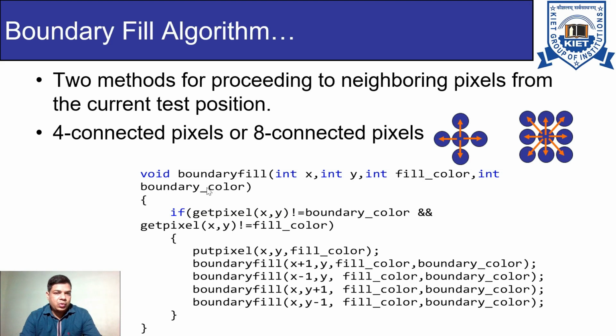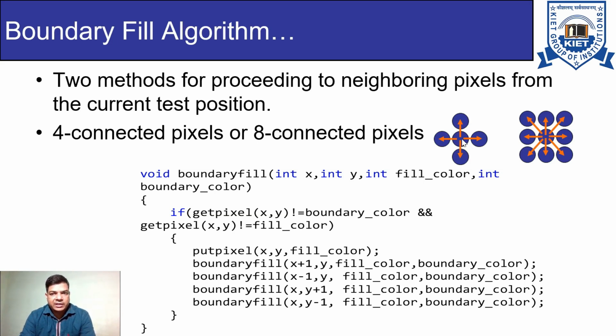And here is the pseudocode which you can use to implement this algorithm. And you can see that in this algorithm we are having the inputs x, y, that is the point which is inside the polygon, and second is the fill color, that means the color by which you want to fill the polygon, and the third input is the boundary color, that is the color of the boundary. So this pseudocode is based on the 4 connected pixels.